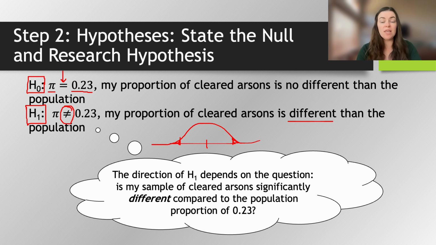And so we use the not equal sign to designate terms that are different from each other, but know that this could change depending on if we were interested in whether our proportion of cleared arsons was less than the population, we would use a less than symbol. Or if we were interested in whether our proportion of cleared arsons is greater than the population, we would use a greater than symbol right here. And so just keep that in mind. Again, we are using the not equal to sign because our problem specifically said different, but know that that could change depending on what type of problem we have.